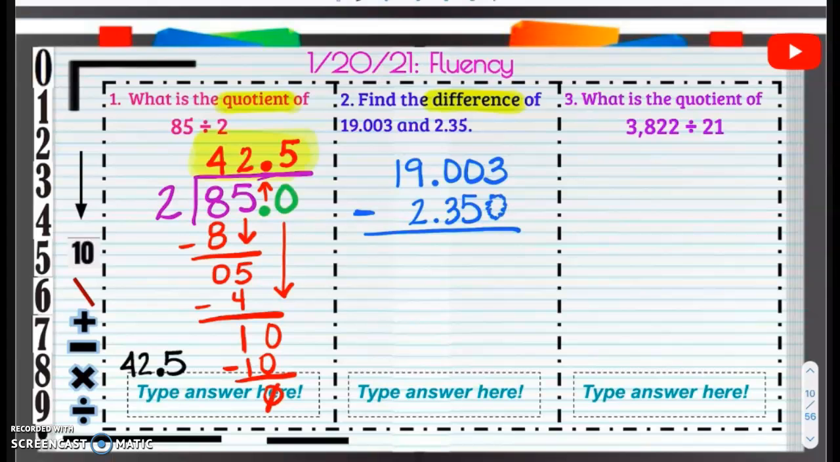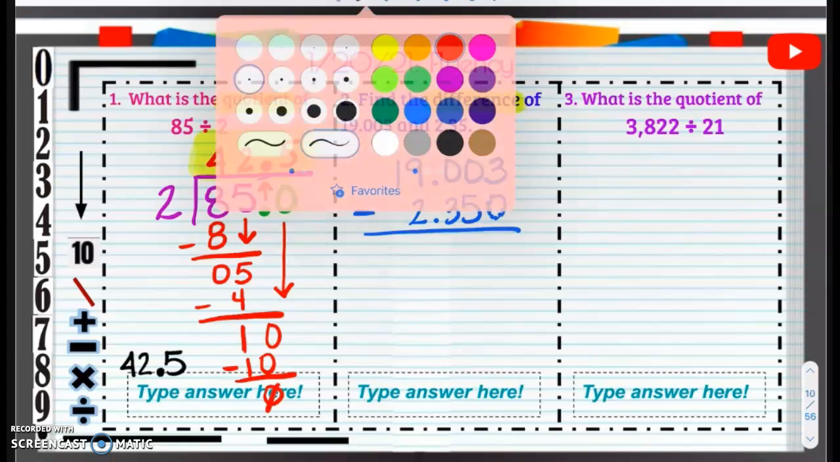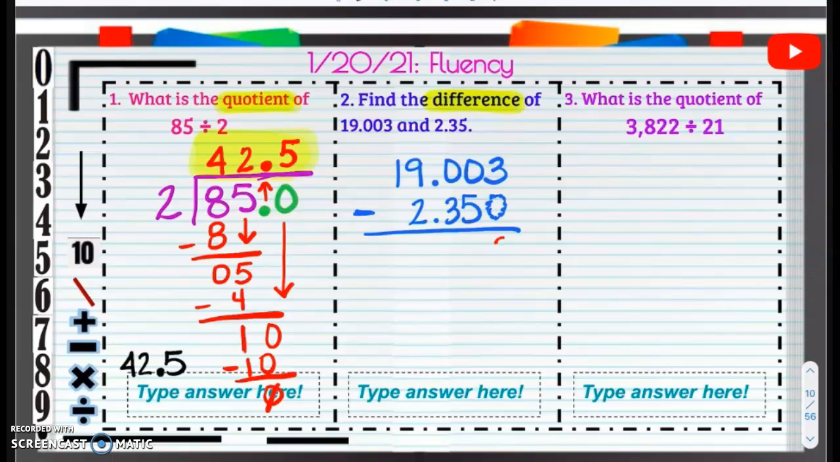All right, now we can start subtracting. 3 minus 0 is 3. Can we do 0 minus 5? Nope, so we need to borrow from this 0. Oh, we need to borrow all the way from this 9 to make it an 8. Now this can become a 10. Now we can borrow from this 10 to make it a 9, to make this 0 a 10. So 10 minus 5 is going to be 5. 9 minus 3, 9, 8, 7, 6. It's going to be 6.